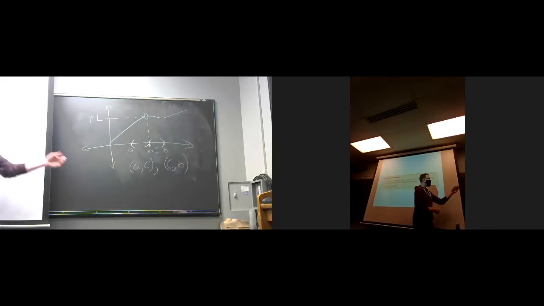Call this A, they call this B. It's saying, hey, let's take these two open intervals, A to C and C to D. So we can get as close as possible to A without including A. And we can get as close as possible to C without including C. And we can get as close as possible to B without including B.